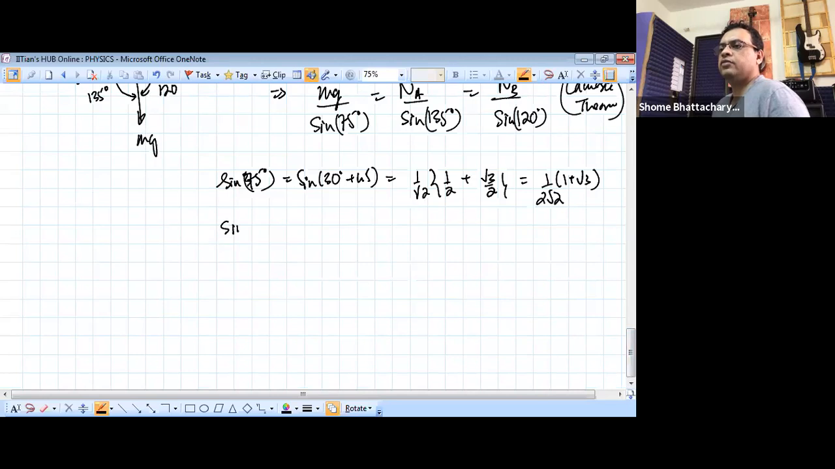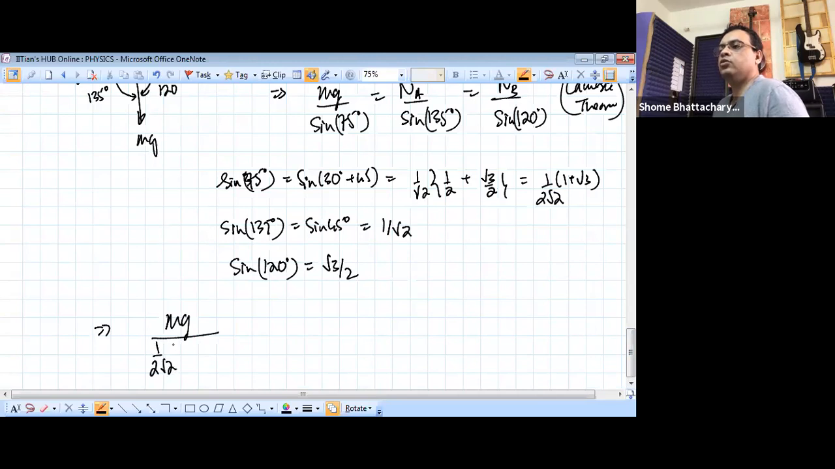And similarly, sine 135 is the same thing as sine 45. In the second quadrant sine is positive, so it's 1 by root 2, and sine 120 is the same thing as sine 60, so that's root 3 by 2. So we'll have the statement that mg upon 1 by 2 root 2 into 1 plus root 3 is equal to normal reaction on this divided by 1 by root 2 is equal to normal reaction on this divided by root 3 by 2.